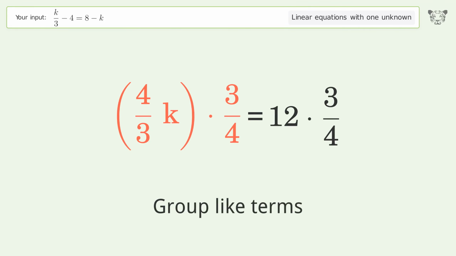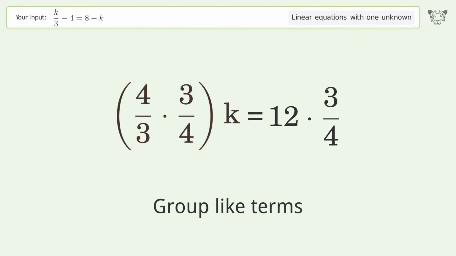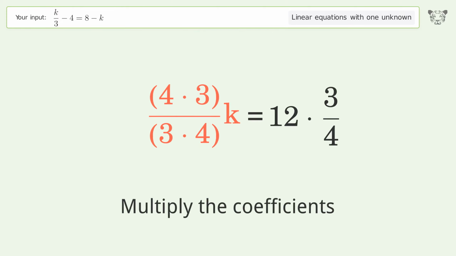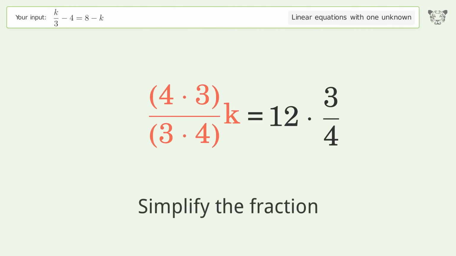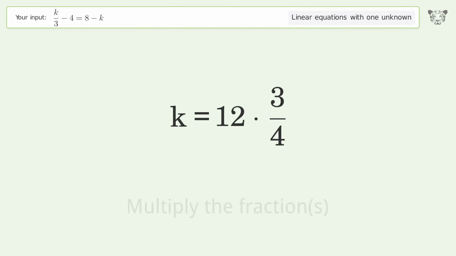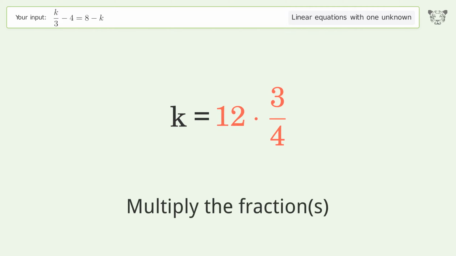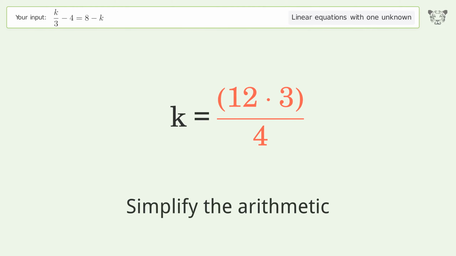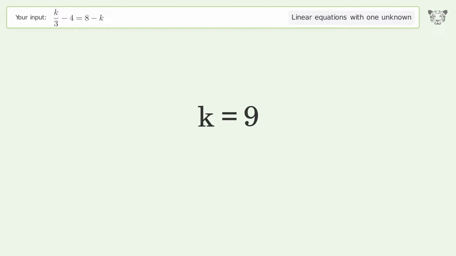Group like terms. Multiply the coefficients. Simplify the fraction. Multiply the fractions. Simplify the arithmetic. And so the final result is k equals 9.